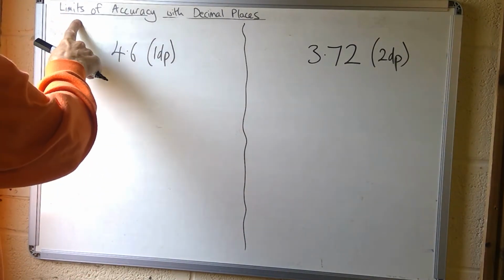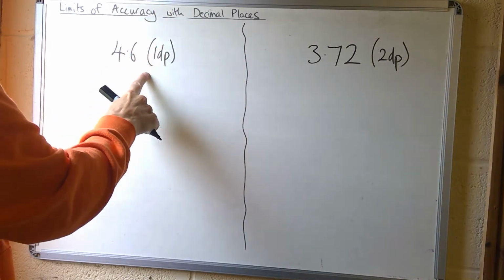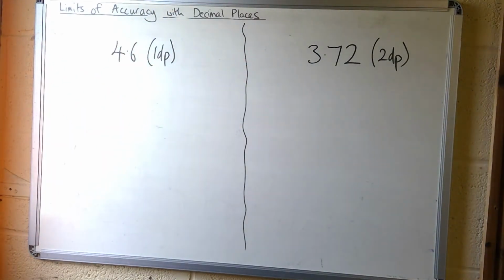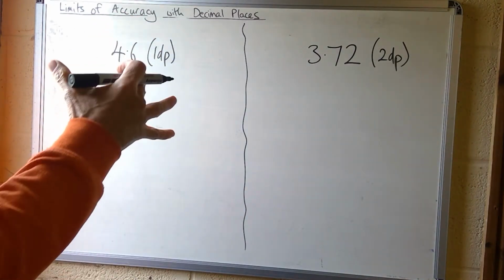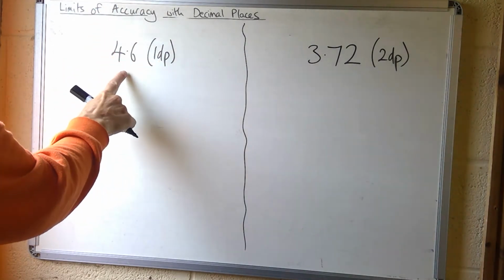Okay, today we're going to look at limits of accuracy, but this time we're looking at numbers that have previously been rounded to a given number of decimal places. You may have to look at the video entitled Limits of Accuracy to make sure you're familiar with this technique. So we're going to start with this first example.